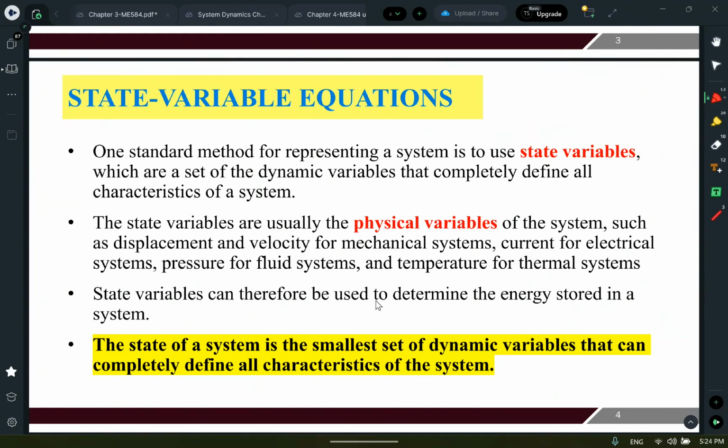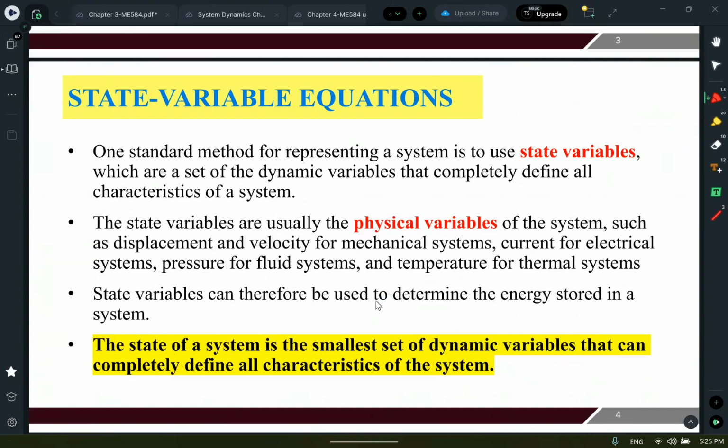So state variables are in fact some physical variables, like what? Like displacement, like velocity, like voltage across your capacitors, like currents through the inductors, like the pressure in the tank, or the volumetric flow rate in a pipe. These are physical variables that you need to describe the dynamics of the system.